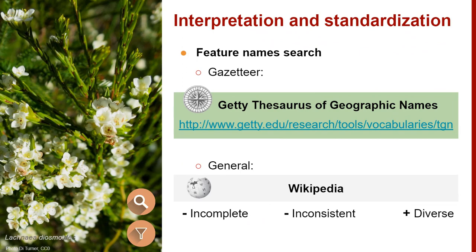Starting with some tools that can help us to search for feature names, there are, on one hand, specific geographic gazetteers, such as the Getty Thesaurus of Geographic Names, and also more general sources of information, such as Wikipedia. The general sources have the advantage of being very diverse and may be a great source of historical information. However, they present the disadvantage of usually being incomplete and inconsistent. For instance, the information that can be found in Wikipedia about some locations is different depending on the language we use to do the search. Also, different articles within the encyclopedia are more updated than others, and this can lead to errors.